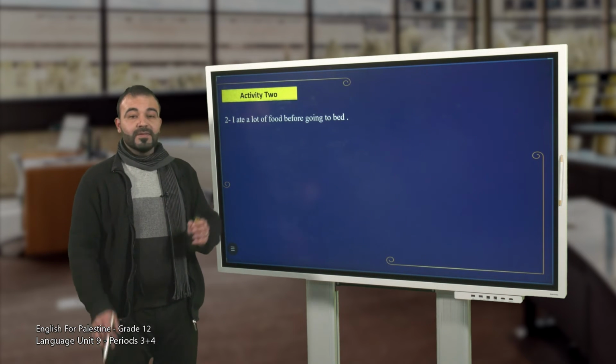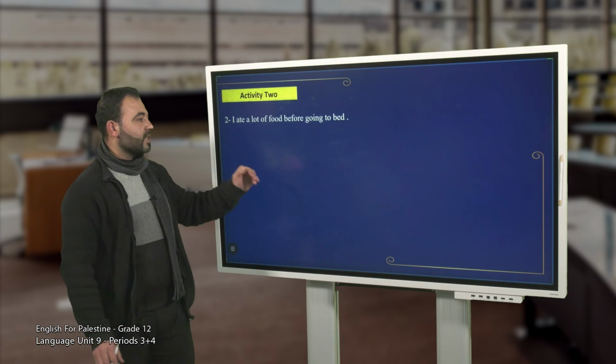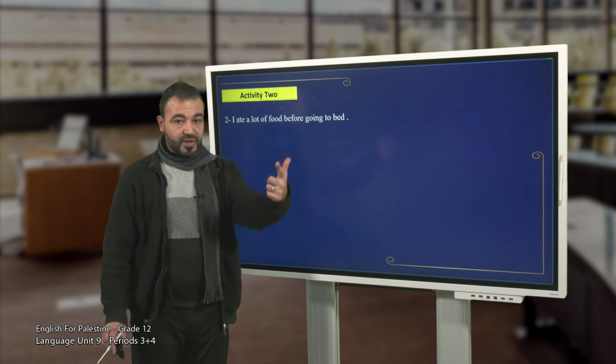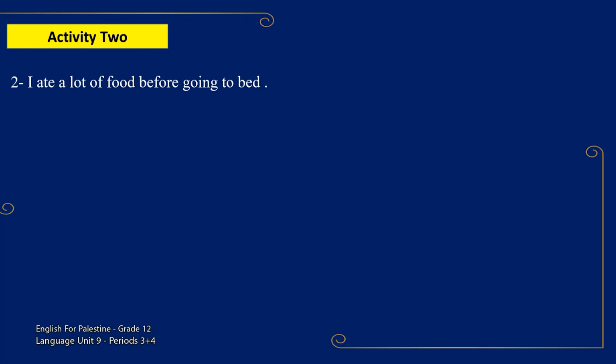Sentence number 2, the same. We should try here. Please try to rewrite it using wish, should, and regret. The sentence is, I ate a lot of food before going to bed.